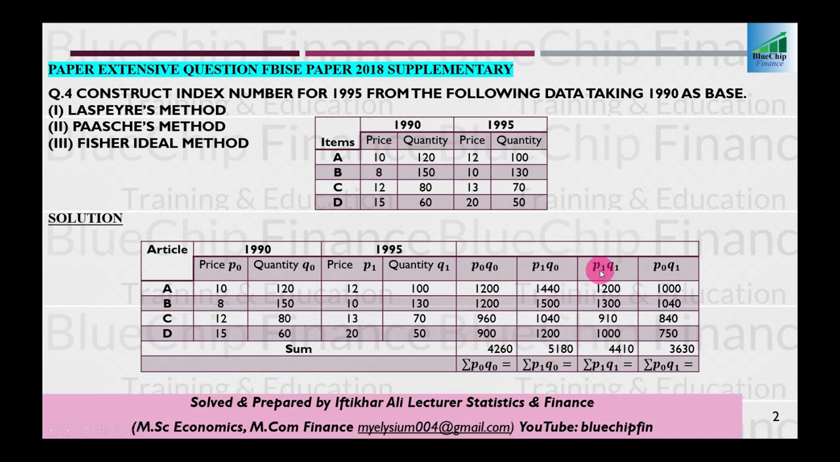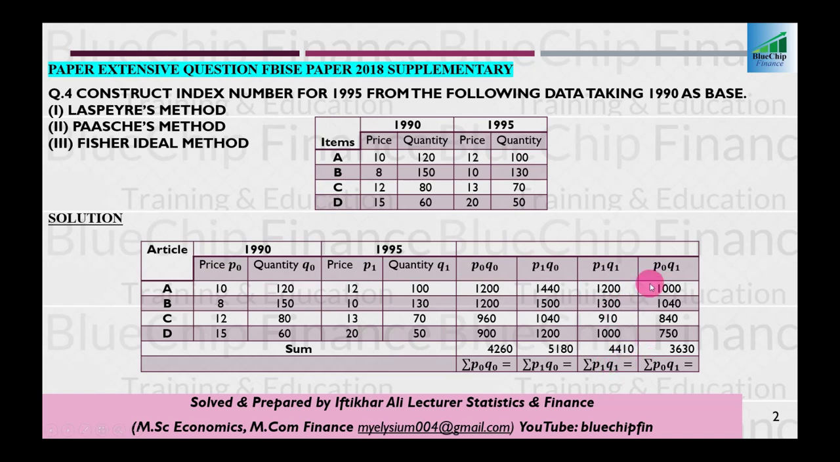After that, we need P1 Q1. So here is P1's column and here is Q1's column. So just multiply these two values. 12 multiplied by 100, 10 multiplied by 130, 13 multiplied by 70 and 20 multiplied by 50. Calculations are given here and sum of P1 Q1 equals 4410.